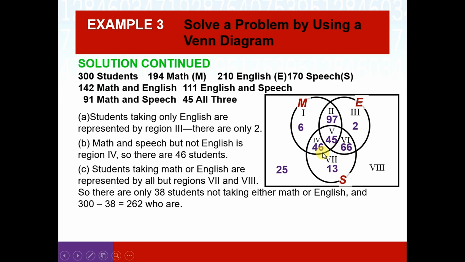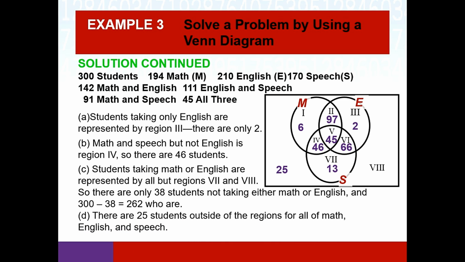Students taking math or English. So this is math and this is English. So what we will do is we add 6, 97, 45, 46, 66, and 2, and that gives us a value of 262. Or in a simpler way, we just get the complement that do not belong to the math and English, which is 25 and 13, adding them and then subtracting it from our 300. Still, we will have 262 students. Okay, and finally, there are only 25 students outside the regions of all math, English, and speech. And that answers our letter D.